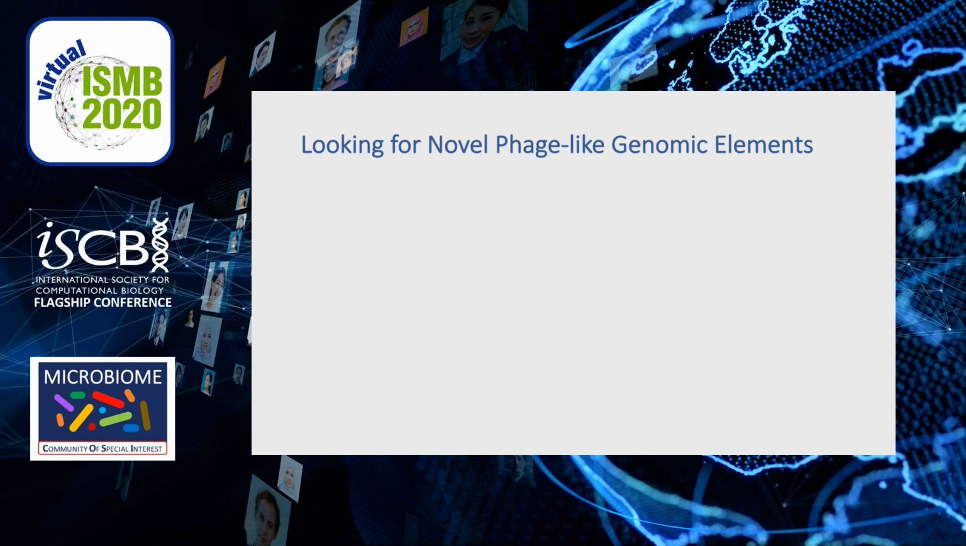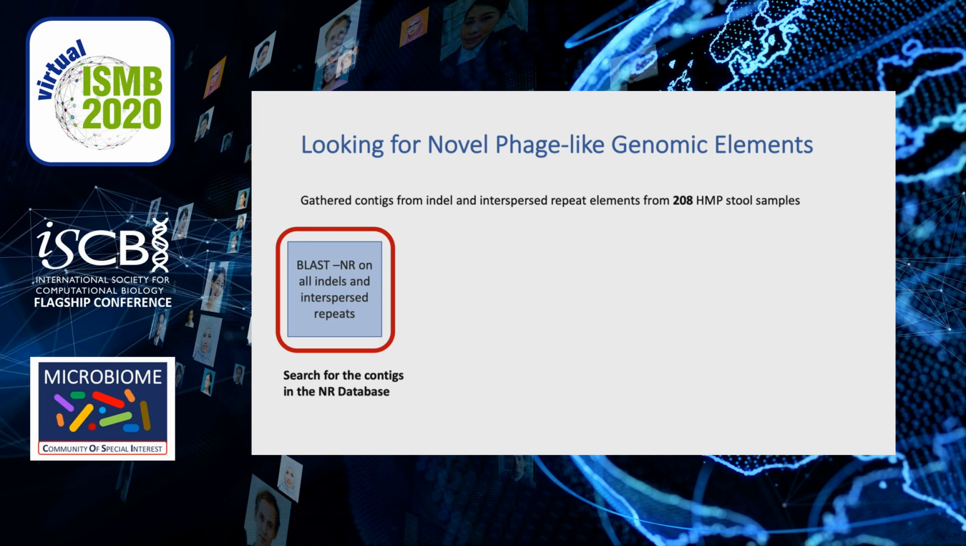Having shown that indel and interspersed repeats are rich in phages, we are interested in mining novel phages. To hunt for novel phages, we gather all the contigs belonging to either interspersed repeats or indel nodes from 208 HMP stool samples. Since we are interested only in novel segments, we would want to get rid of any contig that is already found in reference databases.